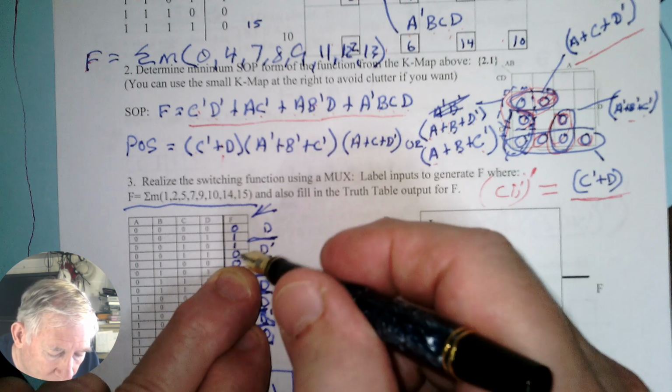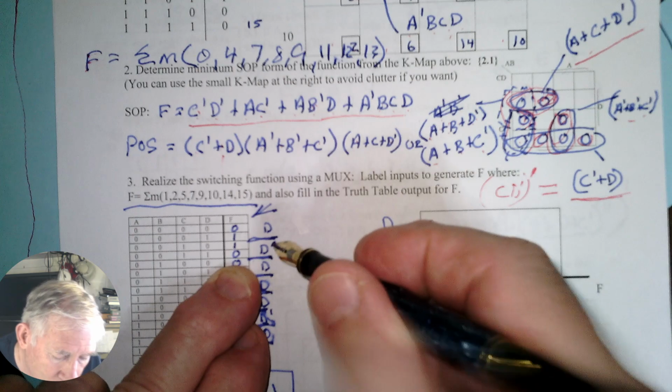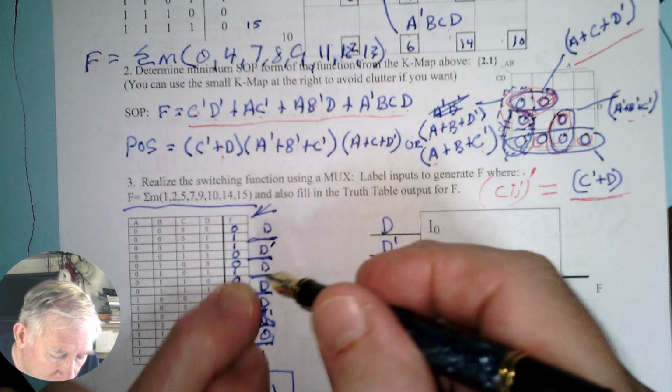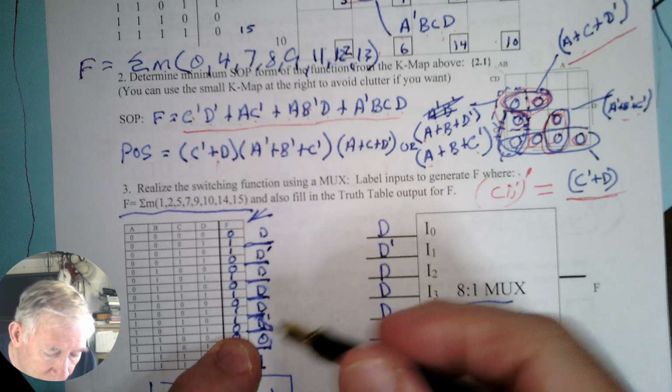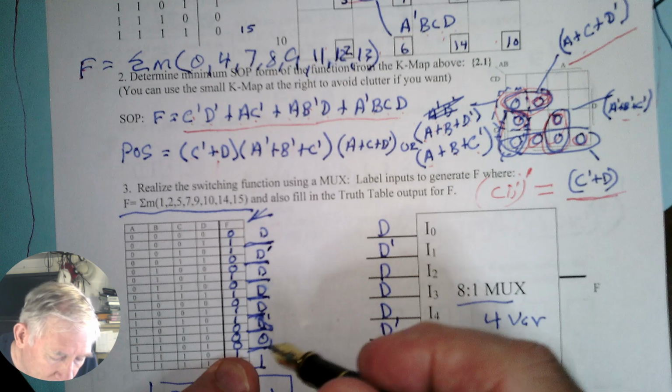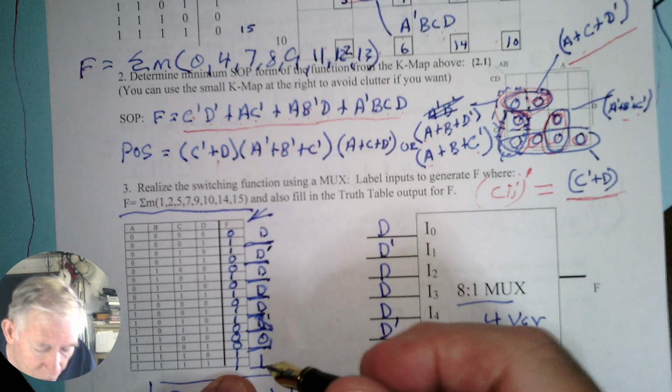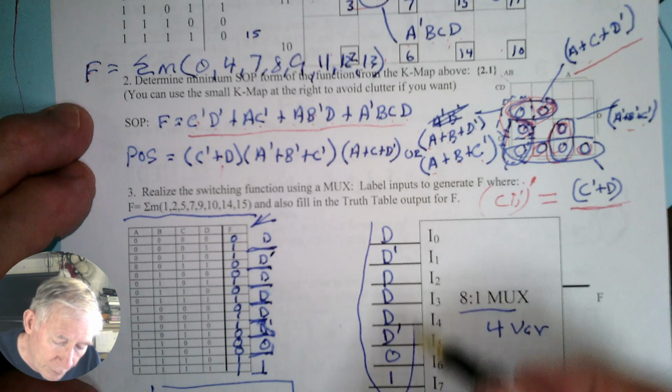Here we have 1 and then 0. That corresponds to D prime, so we put in D prime. 0, 1, that's D again. 0, 1, that's D again. 1, 0, that's D prime again. Now we have 0, 0, that's the constant 0. And 1, 1, that's the constant 1. And here's what we put in right here.